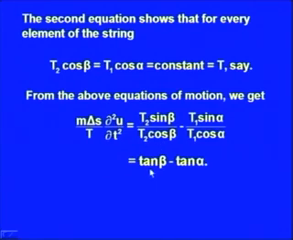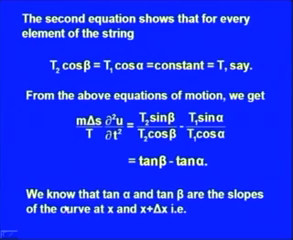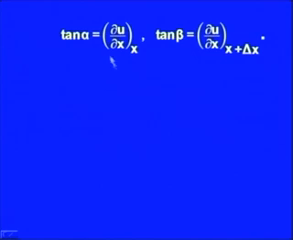The right hand side of this equation becomes tan β minus tan α, and from the figure it is clear that tan α and tan β are the slopes of the curve at the point x and at the point x plus Δx. Therefore, tan α is equal to the partial derivative of u with respect to x at x, and tan β will be the partial derivative of u with respect to x at x plus Δx, that is, the slopes at x and at x plus Δx.